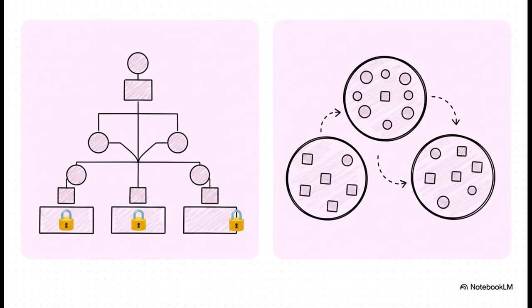And this sorting process works in two main ways. The hierarchical method is pretty strict. Once a piece of data is put into a group, it's locked in for good. But the partitioning method, on the other hand, is way more flexible. It actually lets data points move around during the analysis to find the absolute best fit.